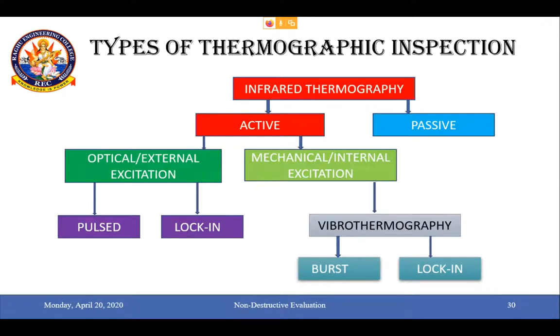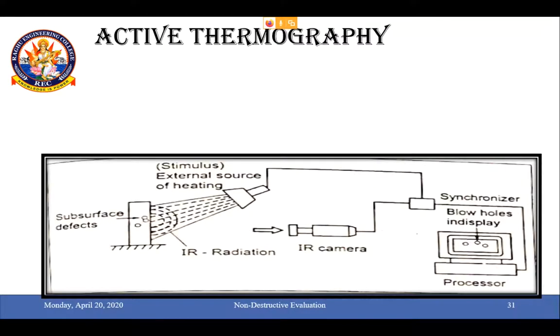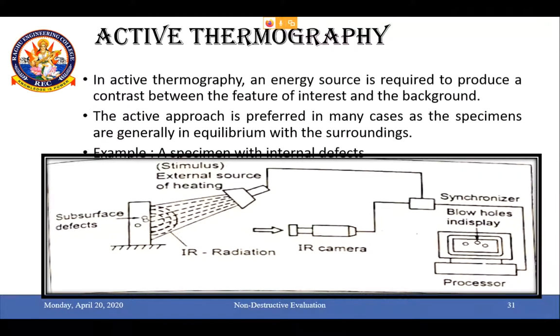lock-in vibrothermography. In the last class, we have started active thermography already, and I have already explained this diagram. Whenever we are using an external stimulus or an external source of heating for capturing the IR image, such type of thermography is known as active thermography.